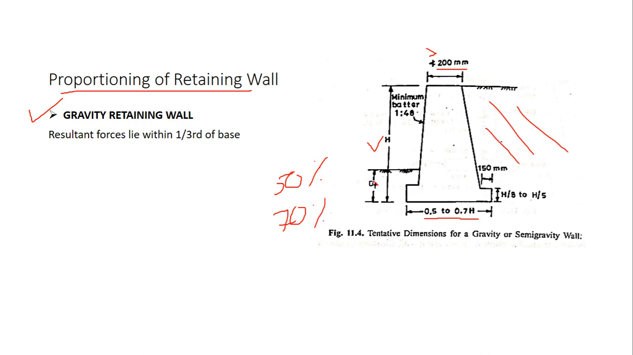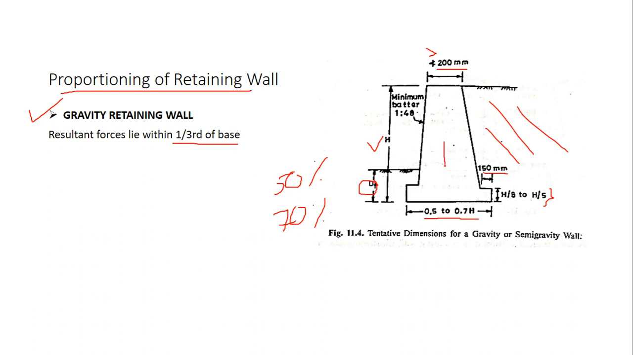And this df denotes the height of the soil near the toe slab. Here I have got certain projections. This is the projection over here, which is of 150 millimeter, and here the thickness is denoted by h by 8 to h by 5. An important thing is the resultant forces should lie within 1/3 of the base.